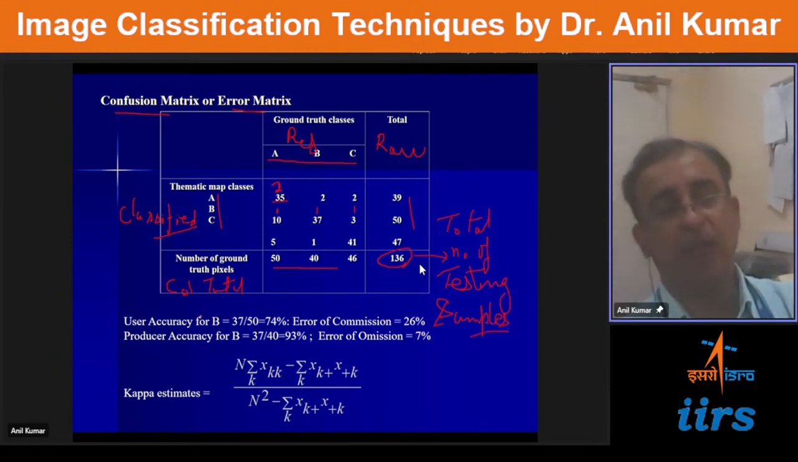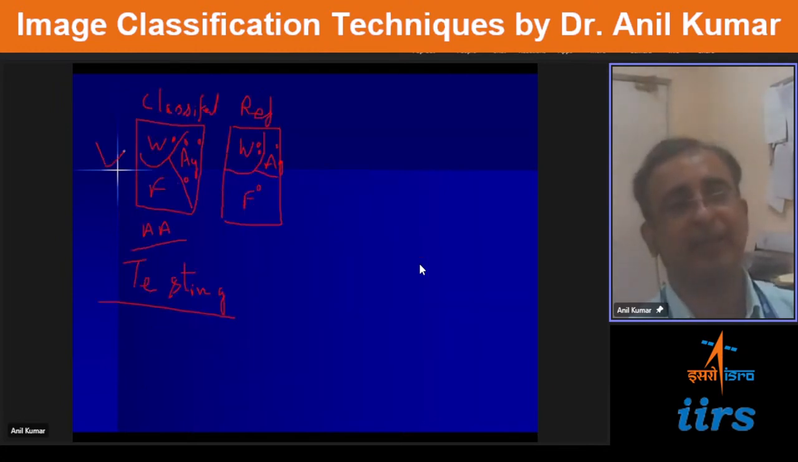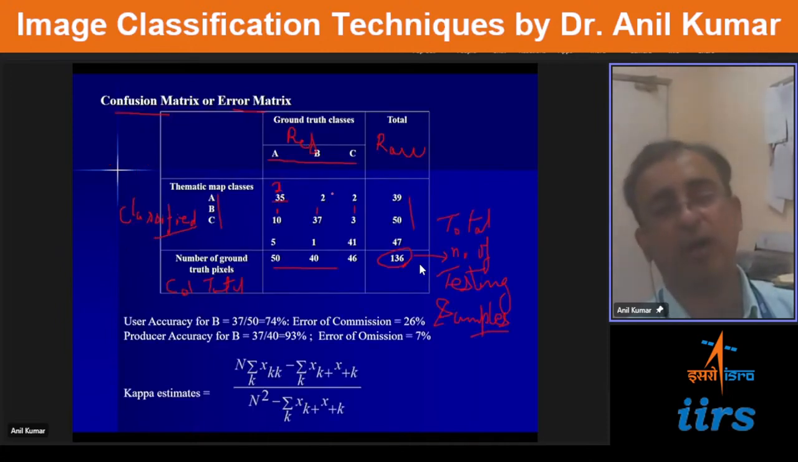Now, overall accuracy. We can find out so many parameters from this error matrix once it is generated using the classified map and the thematic and reference map. Once this error matrix is generated for all the classes, we can calculate a few parameters.